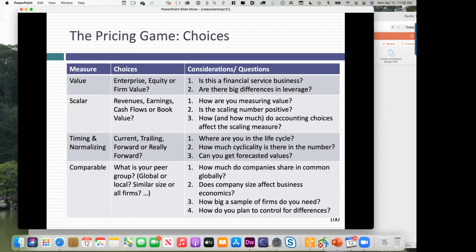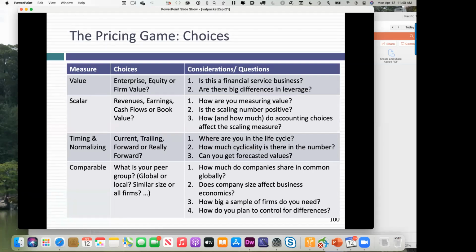Third choice you have to make is what period are you going to use for your scaling variable? You know what I mean by that? Are you going to use earnings in the last 12 months, earnings in the next 12 months, earnings in 2019, earnings in 2025? You know what my answer to that is? Use whatever works, but be consistent. If you decide to go with 2025 earnings for one company, you got to do it for all of them.